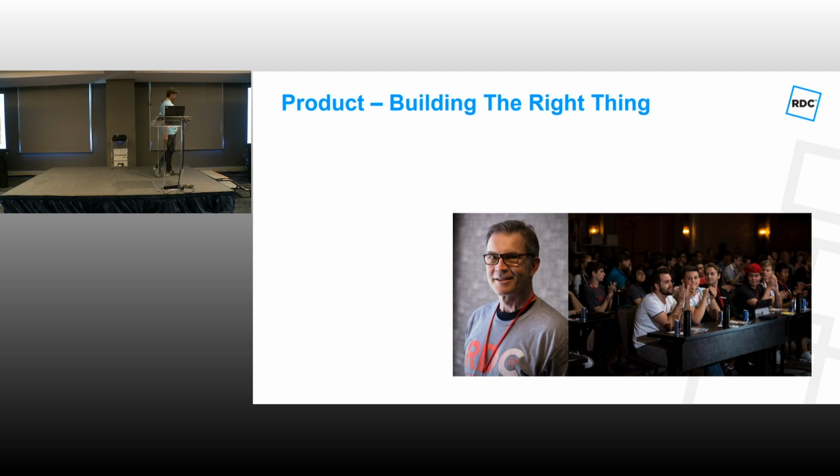So building the right thing. Where do ideas come from? A lot of our ideas come from two main sources. The one is the vision of our leaders, executive, engineering, and product. And the second one is from you, from the community. So we're going to look into this in more detail in one of the upcoming slides.